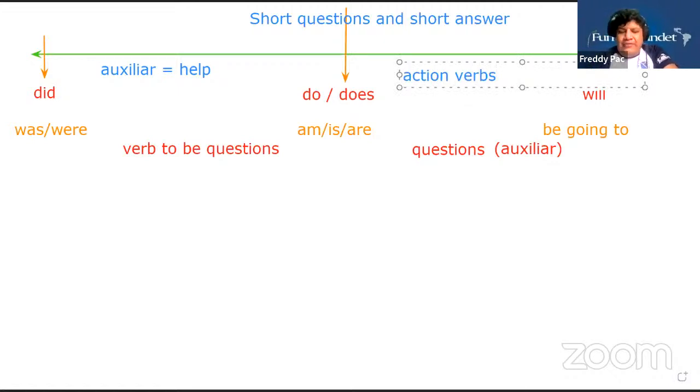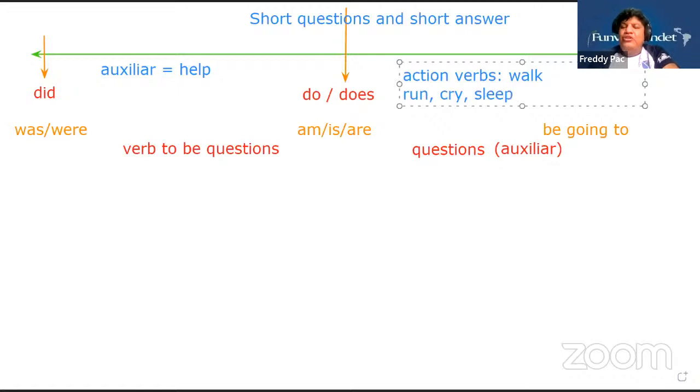What is an action verb? For example, walk, run, cry, sleep. Those are action verbs. Yeah, now I have a question, guys. When I use the verb to be, do I use auxiliaries? No, only the verb to be. Yeah? And when I use action verbs, what do I use in my questions? When I use walk, run, cry, sleep, a lot of verbs, what am I going to use in my questions?